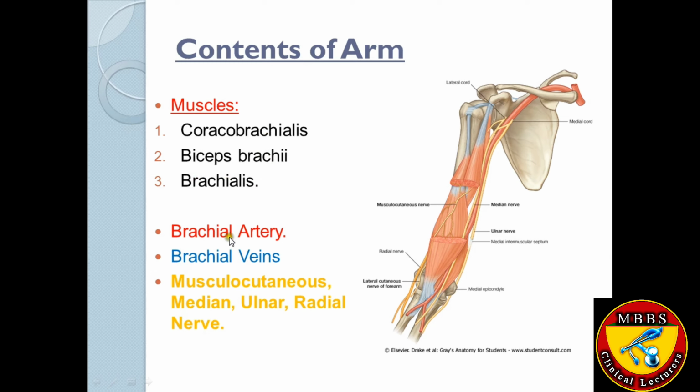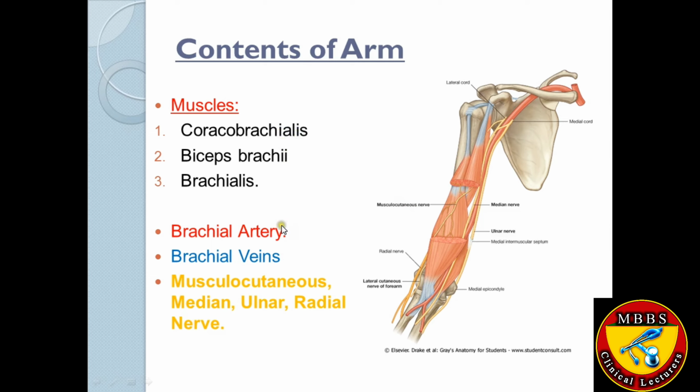There is the brachial artery, brachial veins, musculocutaneous nerve, median nerve, ulnar nerve and the radial nerve. So in the exam, we can put a question that asks you to name the contents of the anterior compartment of the arm.